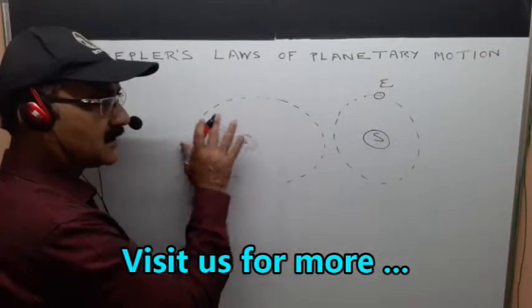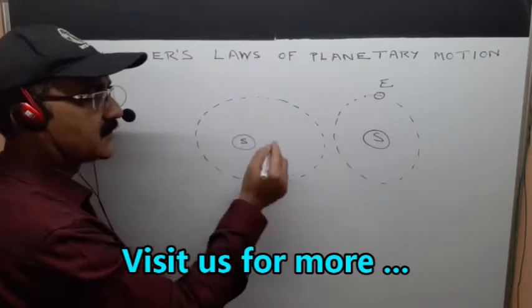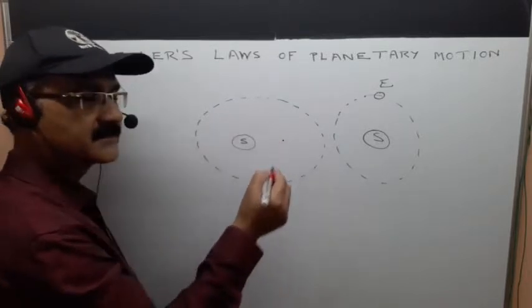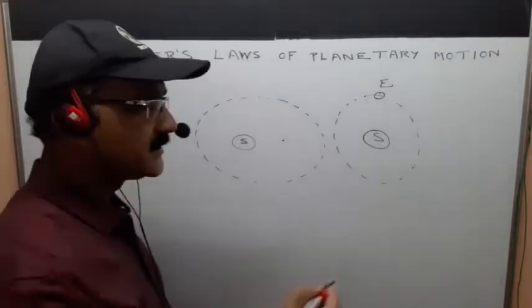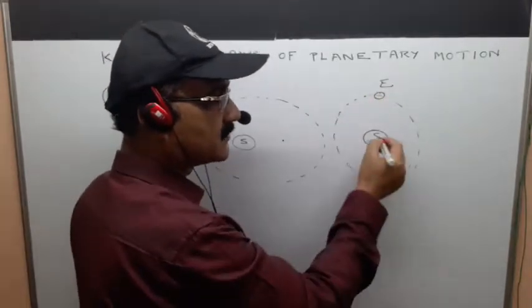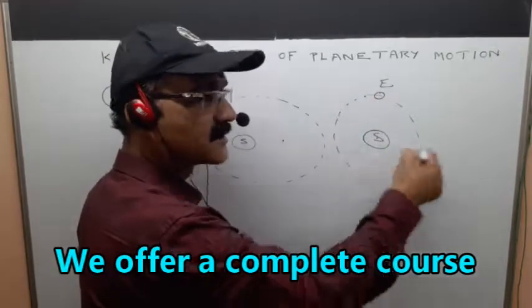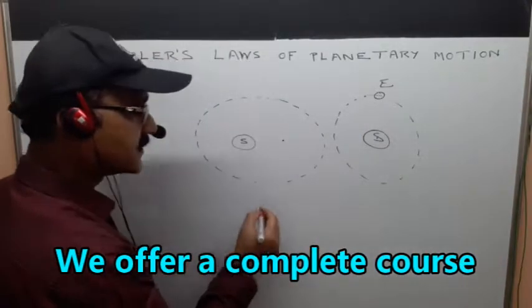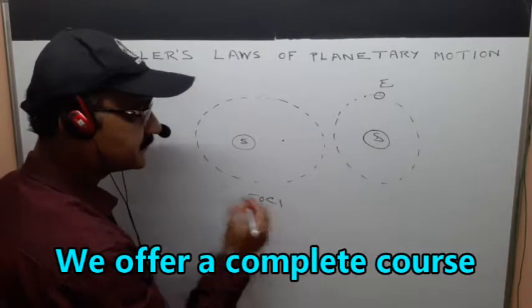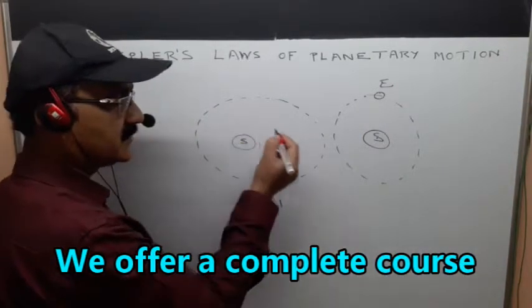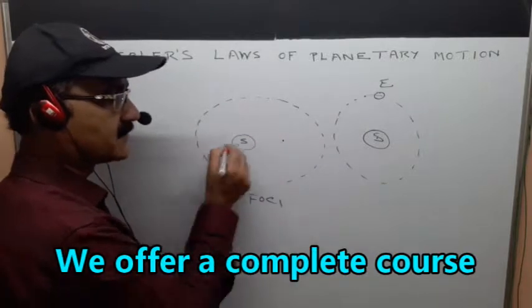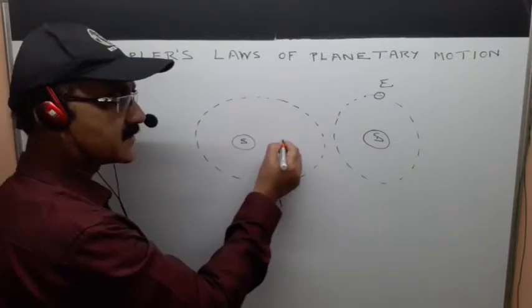Now, in the ellipse, there are two foci. They are called foci. Like here in the circle, we call this the center of the circle. In ellipse, there are two foci. So there is a focus one here, there is a second focus here. First focus is here, second focus is here.